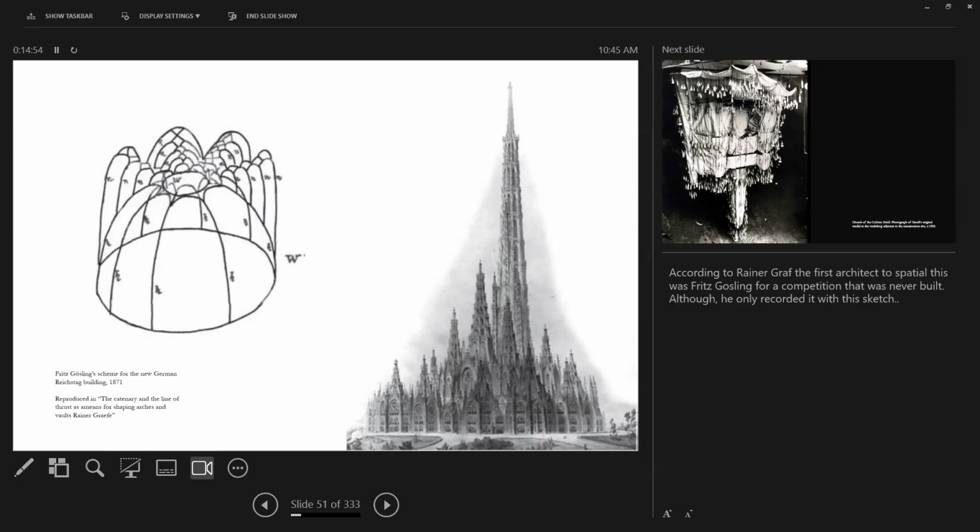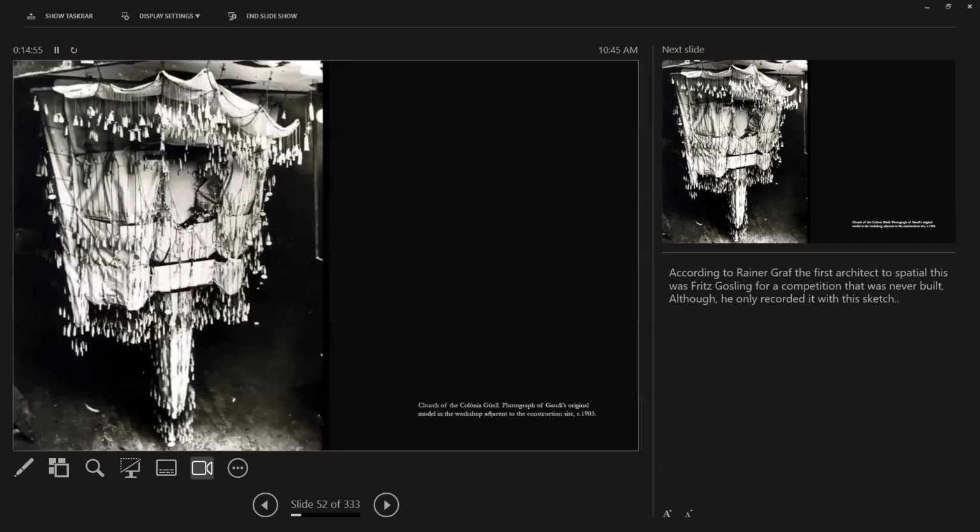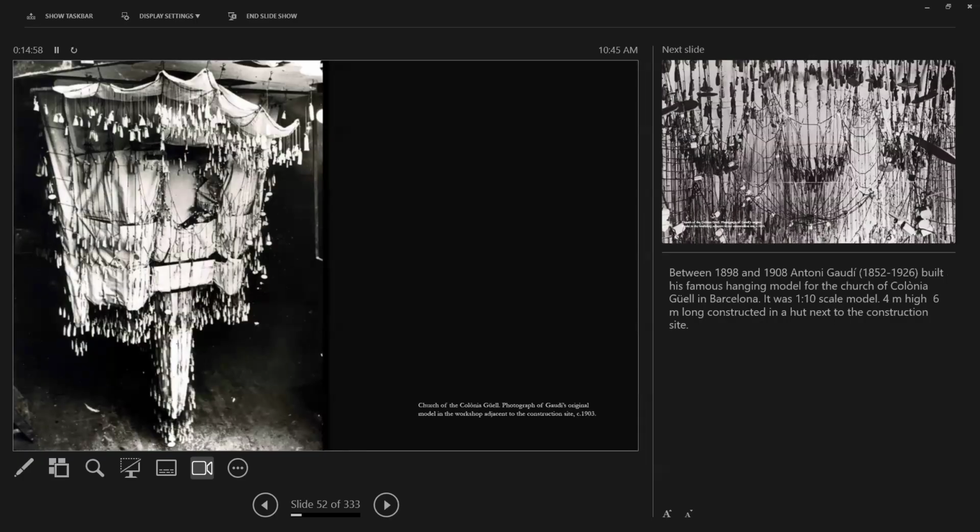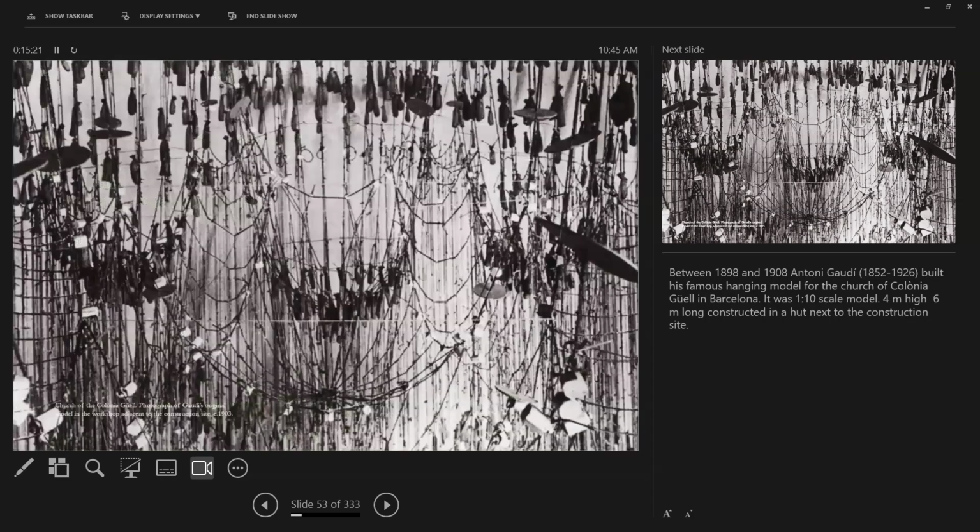And then of course there's the great one, the Gaudi one. This one is a 1 to 10 scale, 4 meters high and 6 meters long. It was built next to the hut of the Colònia Güell church. It's not for the Sagrada Familia, it's for the Colònia Güell, which he himself called a model for the Sagrada Familia.